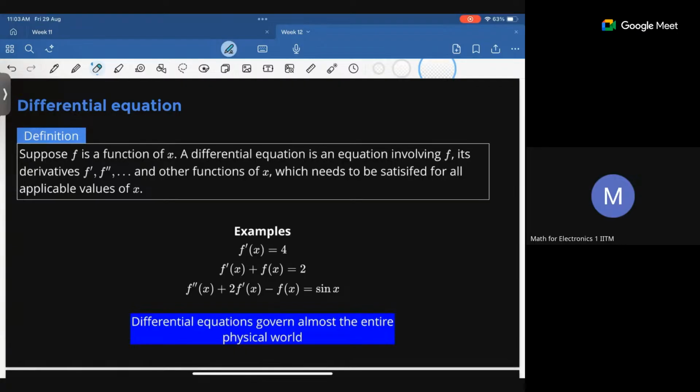Yeah, so let's start. As we all know, a differential equation is basically an equation involving a function as well as its higher order derivatives and some other functions of x. For example, f prime of x is equal to 4, or f prime of x plus f of x is equal to 2, or f double prime of x plus 2 f prime of x minus f of x is equal to sine x. All these are differential equations.